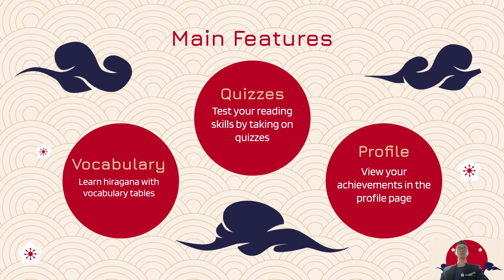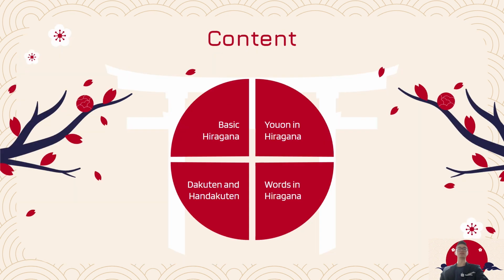The first one is vocabulary, where we can learn hiragana with a vocabulary table. The second one is quizzes, where we test the user's reading skills by taking quizzes. And the last one is profile, where users can see achievements they have earned in this application. The content for the vocabulary and quizzes is first basic hiragana, then Dakuten and Handakuten, then Yoon in hiragana, and lastly words in hiragana.